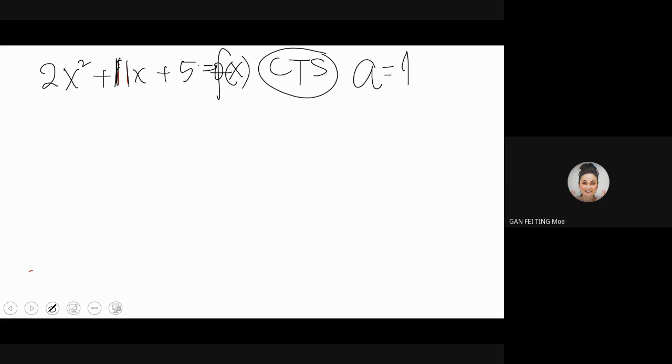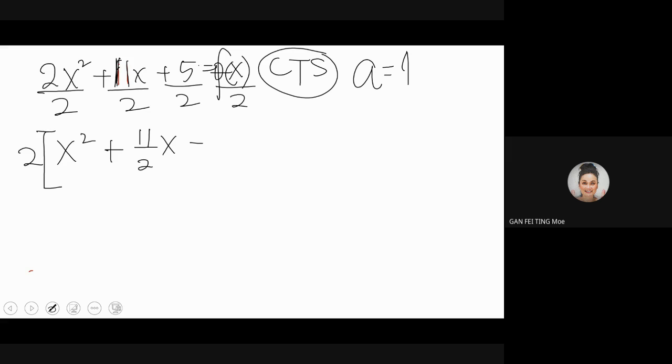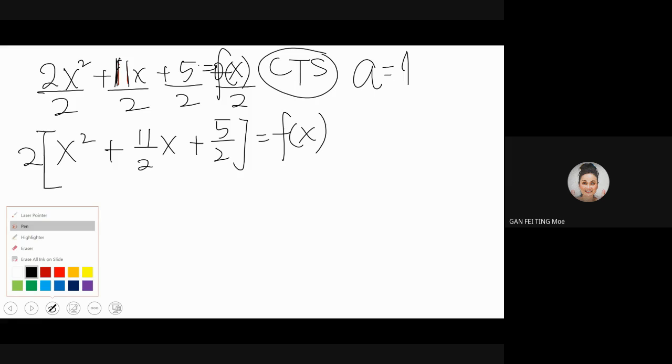What do you do then? You may divide the whole thing by 2, so you keep the 2 over here. Or you may factorize. It's up to you which one you want to follow. Plus 11 over 2 x plus 5 over 2. This will be equals to your fx. This is one way. Then you carry out your CTS from here.